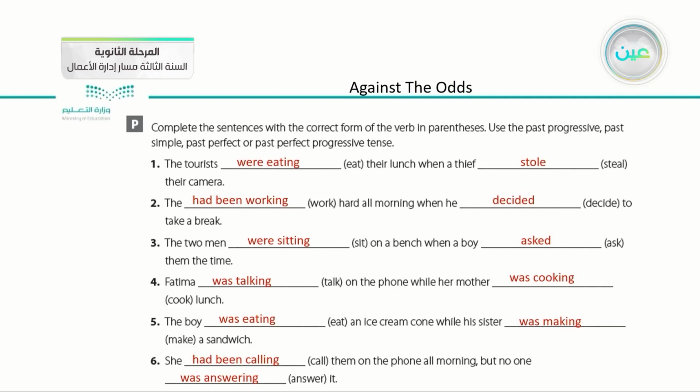If you focus on number 4 and number 5, they have some similarities. There are two actions. Fatima was talking on the phone while her mother was cooking lunch. So we have two actions happening at the same time. Two people are doing things at the same time. So we use the past progressive. Also, that thing happened in number 5. The boy was eating an ice cream cone while his sister was making a sandwich. Two actions are happening at the same time.